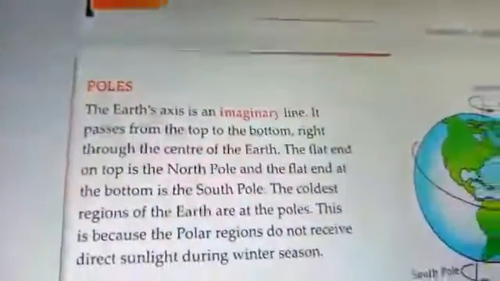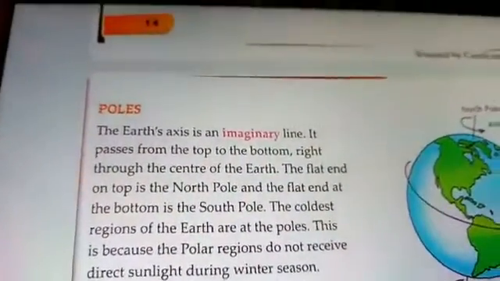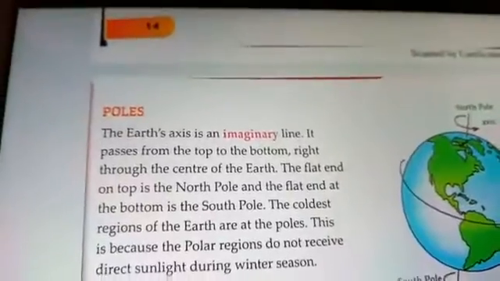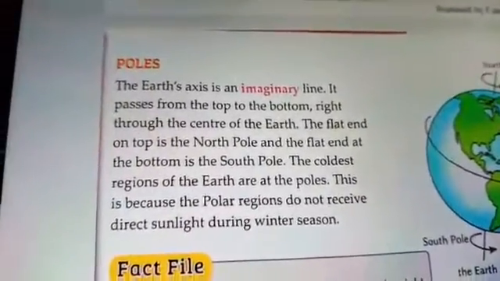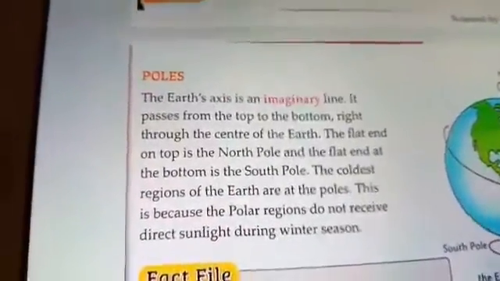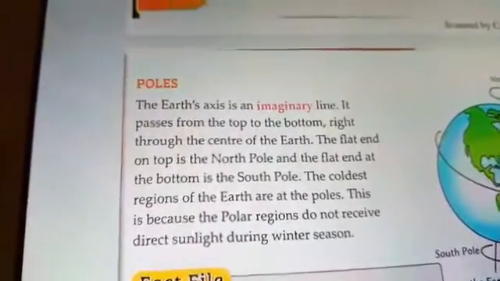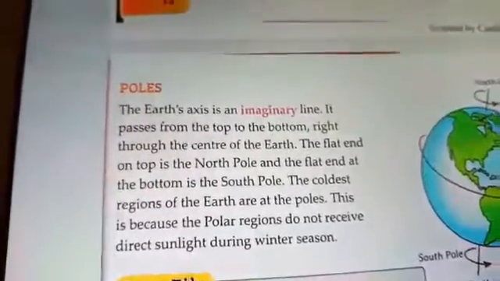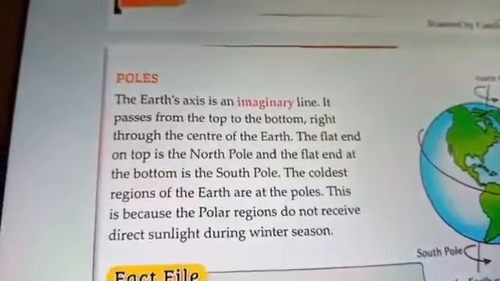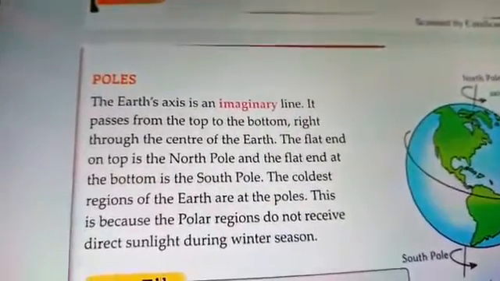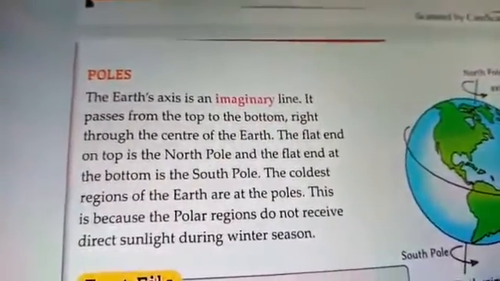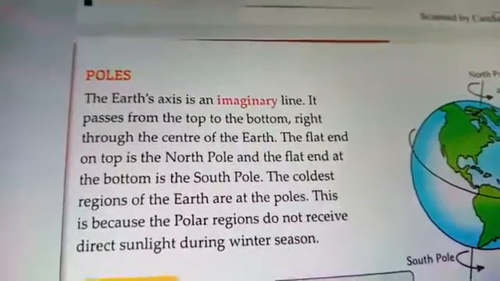Now let's study about the Earth's poles. The Earth's axis is an imaginary line. We already studied that the Earth rotates on its own axis. Now what is this axis? It is nothing which is real. It is unreal, that is imaginary. It passes from the top to the bottom, right through the center of the Earth.